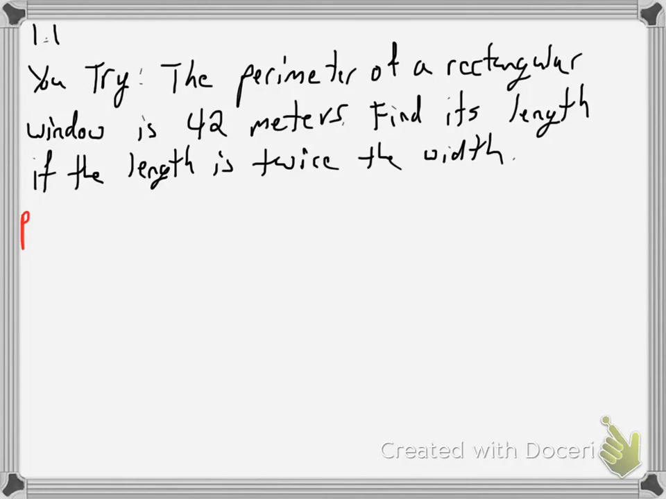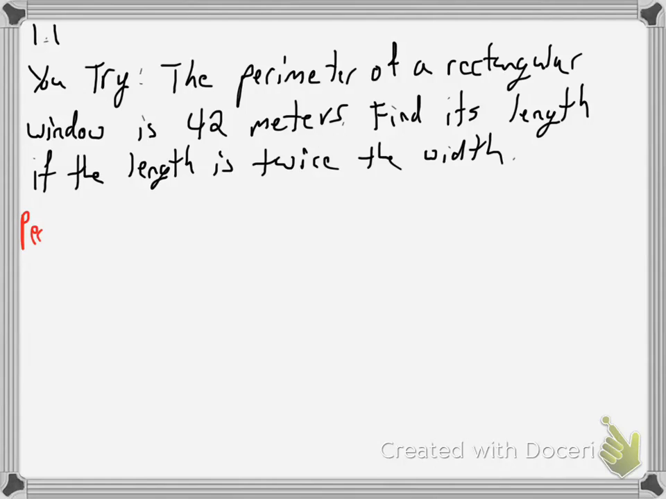We're going to look at one of the examples from section 1.1 that I don't think we covered in class, but I'll go ahead and make a short video about this, and then I think I have one or two other examples on here. This is an application problem, and it says the perimeter of a rectangular window is 42 meters. Find its length if the length is twice the width.